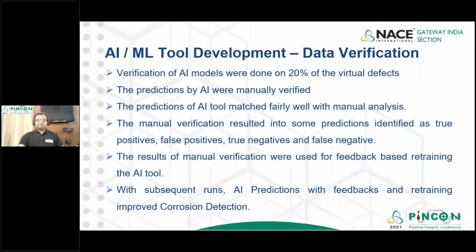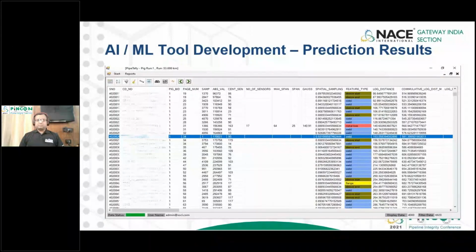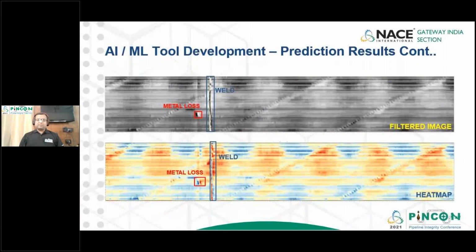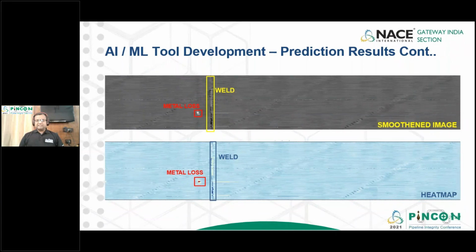This is a sample output from the AI model where we can see different features along with their location, log distance, and the characteristics of the features. The individual features can also be verified in the form of images where we can see proper annotations with respect to the features, both in grayscale and heat map. The same can be viewed in the smoothened image as well, which really helps the operator to cross-verify the results of the AI engine.